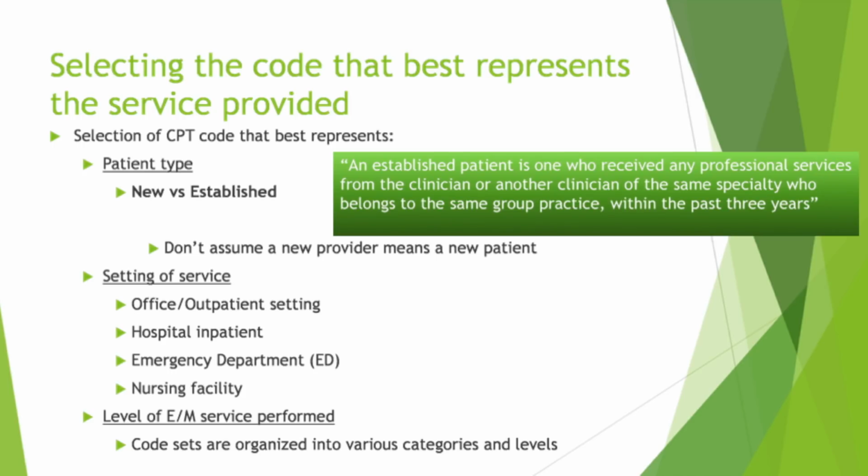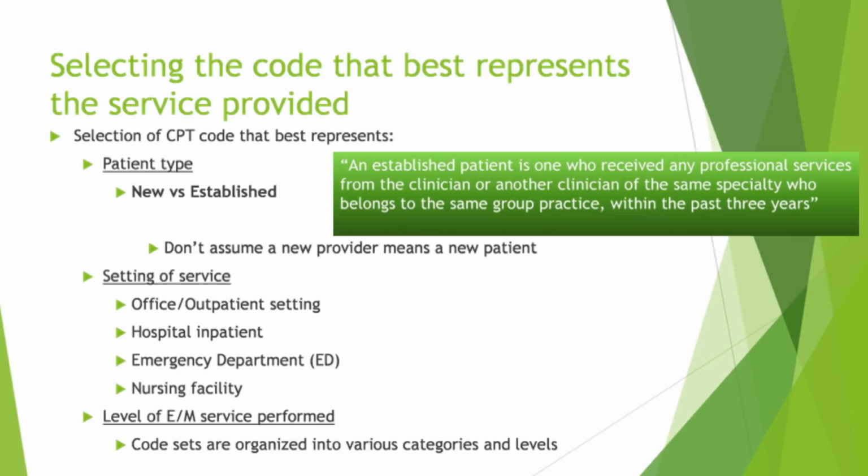Let's start with the patient type. For purposes of billing for E&M services, patients are identified as either new or established, depending on previous encounters with the provider. A new patient is defined as an individual who did not receive any professional services from the physician or non-physician practitioner or any other physician of the same specialty who belongs to the same practice within the previous 3 years. An established patient is an individual who received professional services from the physician or non-physician provider or another physician of the same specialty who belongs to the same group practice within the previous 3 years.